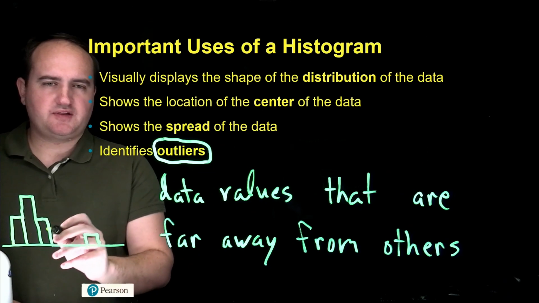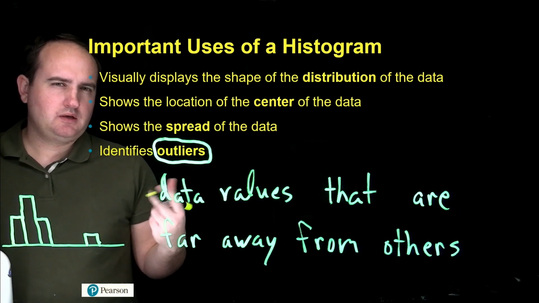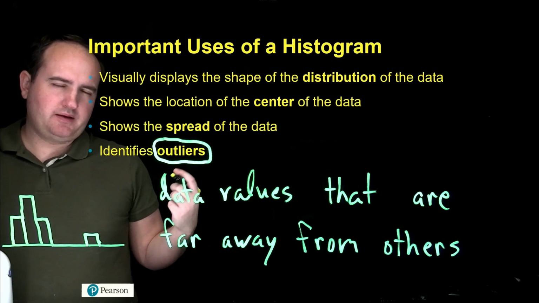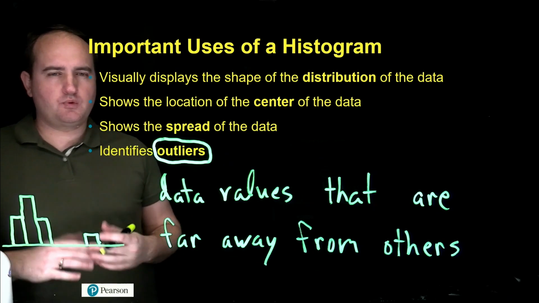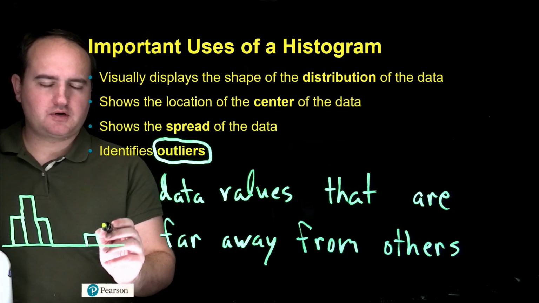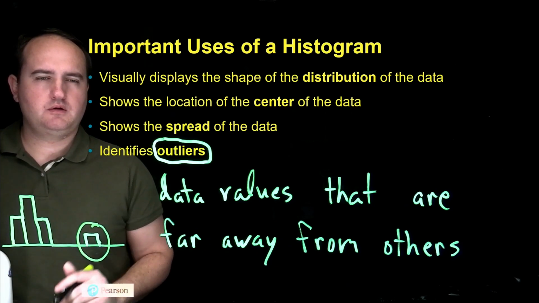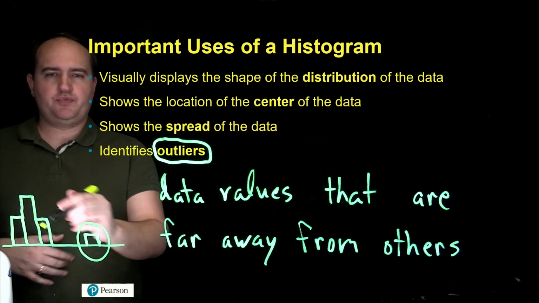So these bars to the left would be considered normal values. Well, normal isn't the best word, but they're considered usual, not unusual. Whereas this one over here, this value or a couple of values that are way over here, these would be considered outliers because they're far away from these other values.